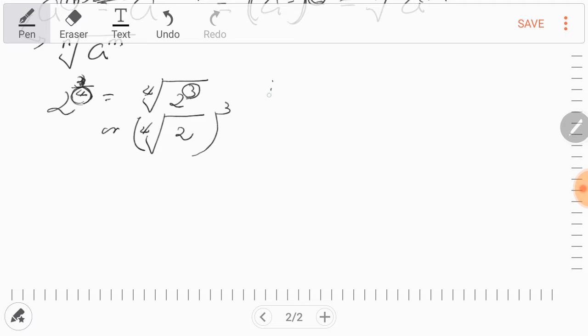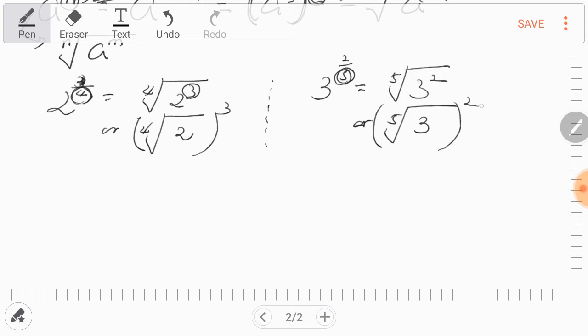Okay, try another one. How about 3 to the 2 over 5th power? Then move this 5 to the index, and it can be 3 squared. Or the denominator 5 goes to the index, and then 3 to the 2nd power. The 2nd power can get outside. Same thing.